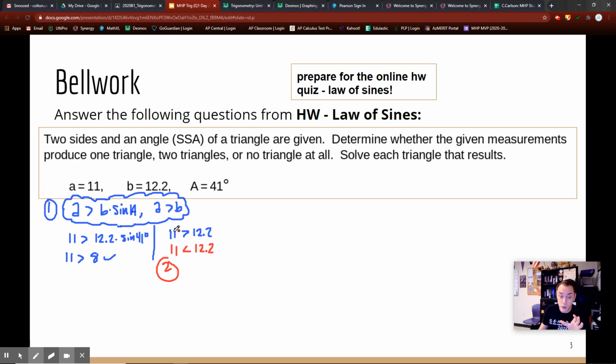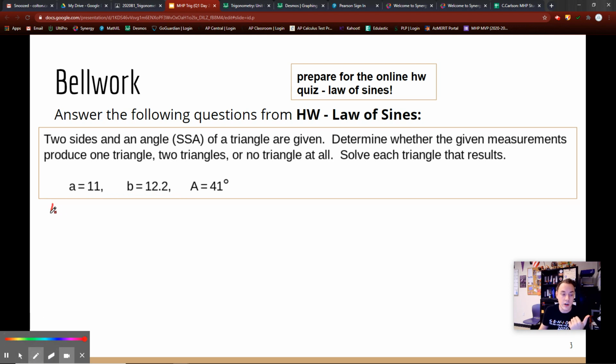If this was true, like if 11 was greater than, let's just say 10, if my B value was 10, then yeah, it would be one triangle and we would solve it like normal, just like what we did in the Bellwork problem previous to this. But since this is actually less than, that means it gives me two triangles. So I'm going to erase this so I have more room, and let's go through our actual steps.